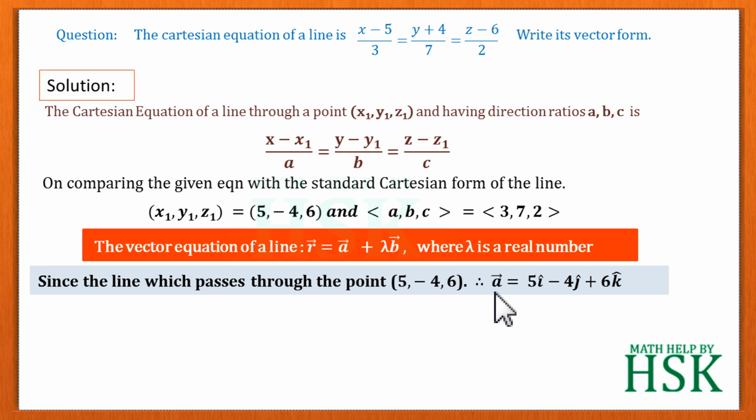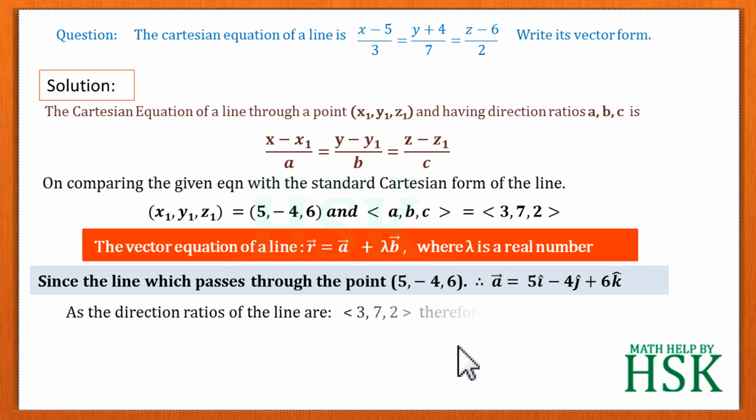So we can write a as equal to this value, and as the direction ratios of the line are 3, 7 and 2, therefore we can write a parallel vector to the given line as 3i + 7j + 2k. If you remember these two things properly, then you can convert Cartesian form into vector form very easily.